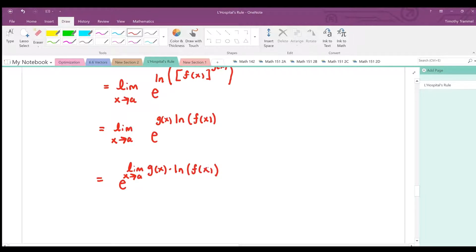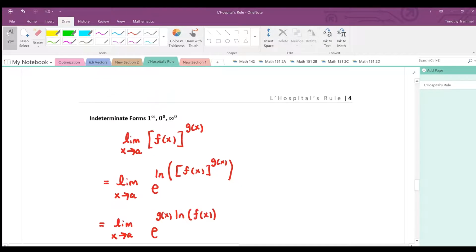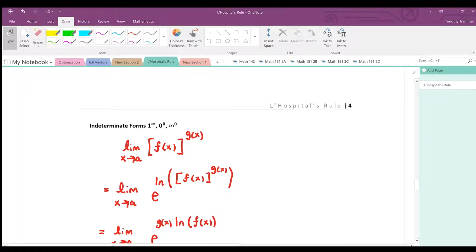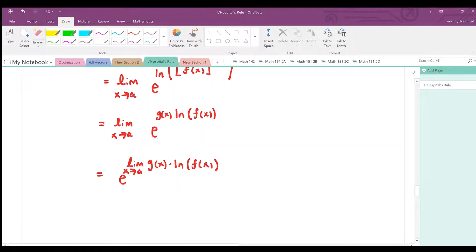And the last thing I want to do is make it clear why this is helpful. The reason this is helpful is those forms that we had up above, 1 to the infinity, 0 to the 0, and infinity to the 0, now in this form are going to look like 0 times infinity usually, which is a form that we can typically use L'Hopital's rule for.